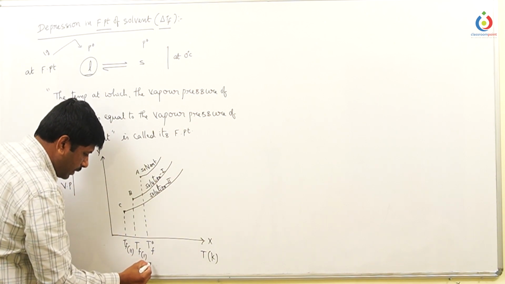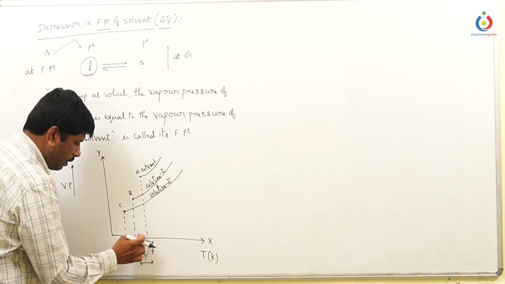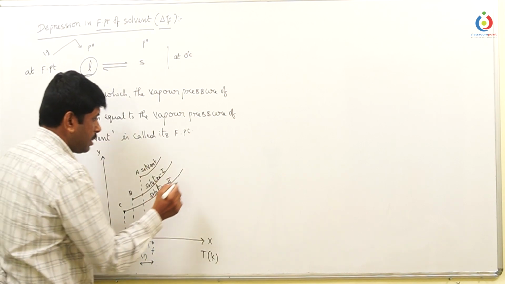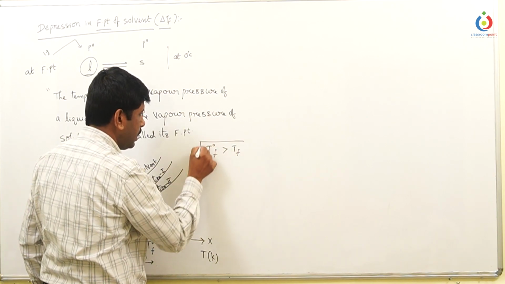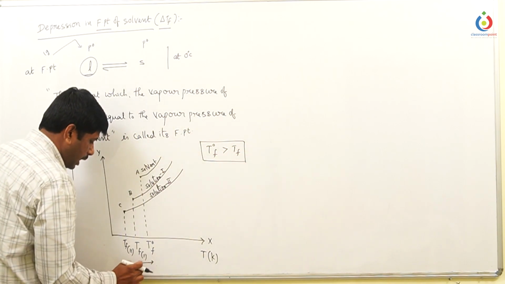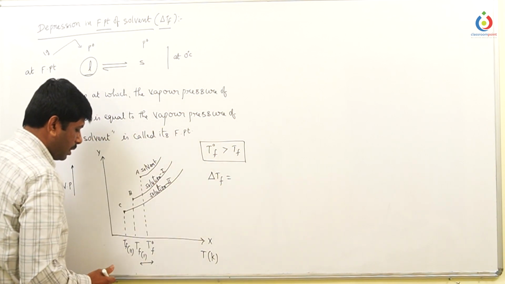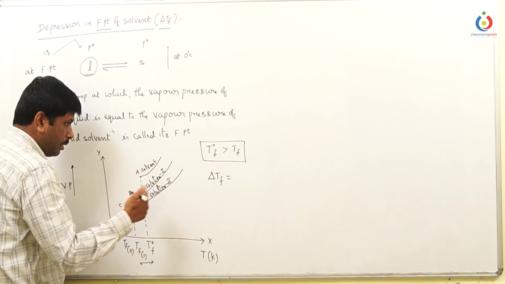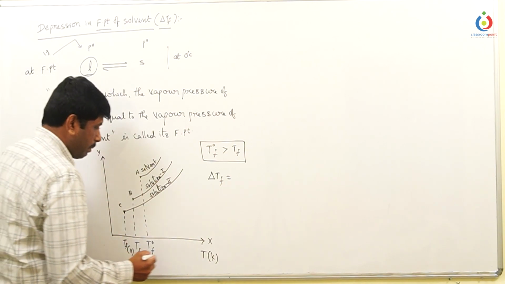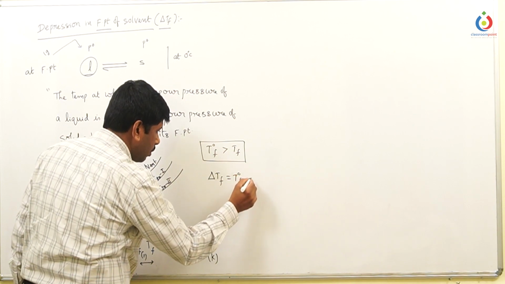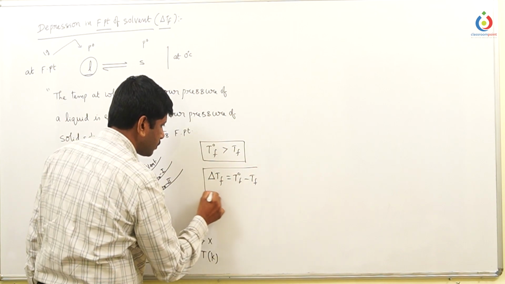And how to calculate the difference in the freezing point? Higher value minus lower value. Which is the higher value here? T0F. That means the freezing point of the solvent is always higher than the freezing point of the solution, and the difference of the freezing points is what is called the depression in freezing point. Why? Because the freezing point is decreased. That decrease in freezing point is called the depression in freezing point, which can be calculated by subtracting the lower value from the higher value. Here the higher value is T0F, the lower value is TF.